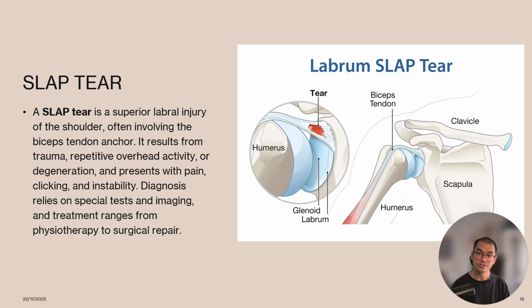The final differential we need to consider is called a SLAP tear. It is a superior labral injury extending from the anterior, the front, to the posterior, the back, hence it is called SLAP, and that usually involves the attachment of the long head of biceps tendon. This is something you will most likely find on MRI scans, and it can be seen with other conditions. So this may not be a single isolated condition that you will find.